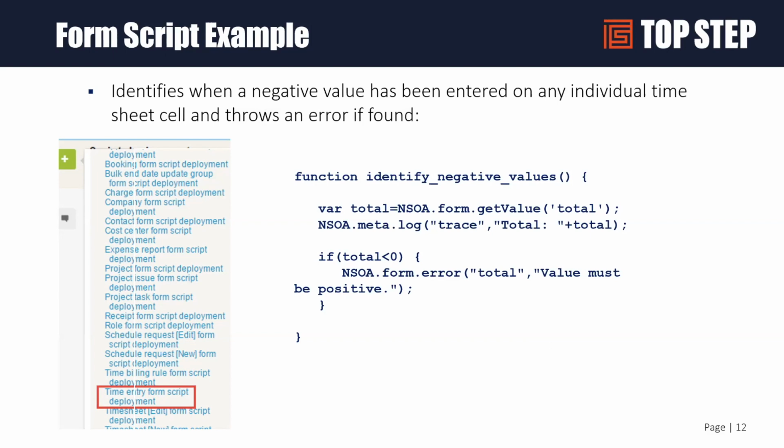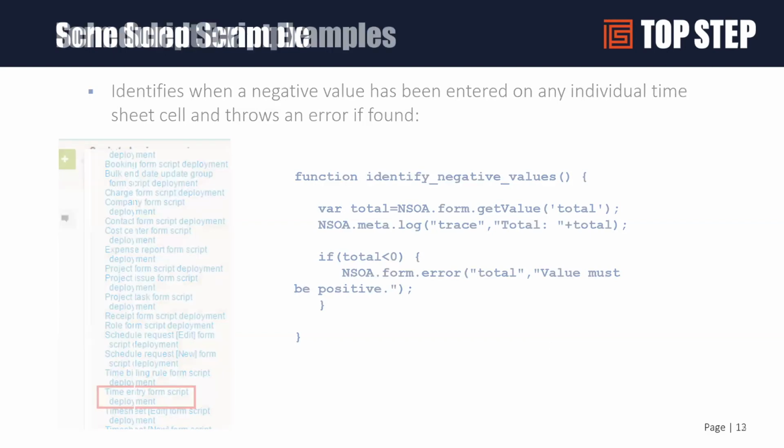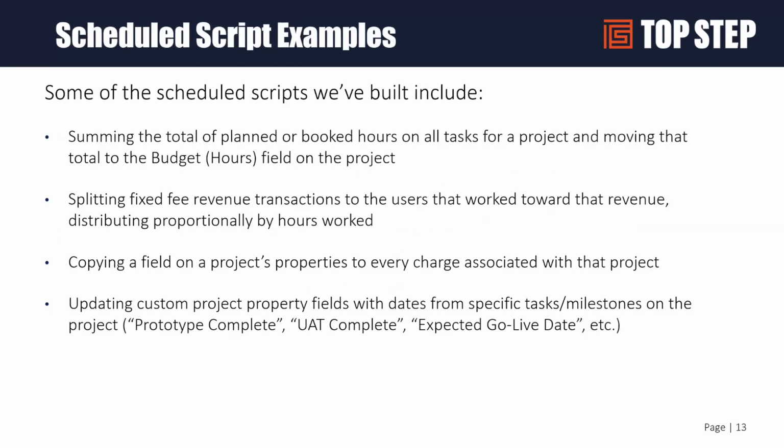So this, as that says, all this does is identify when a negative value has been found and it throws an error. Now here are some examples of scheduled scripts. I didn't include the code because these are much longer. But these are things that we have done for clients. Most of these are things we've done for multiple clients. You can sum the total of planned or booked hours on all tasks for a project and move that total to the budget hours field on the project.